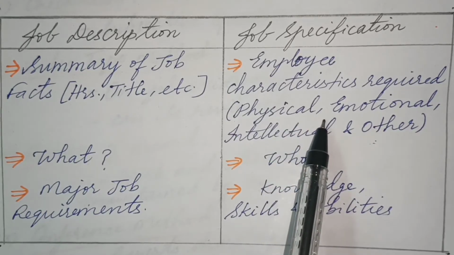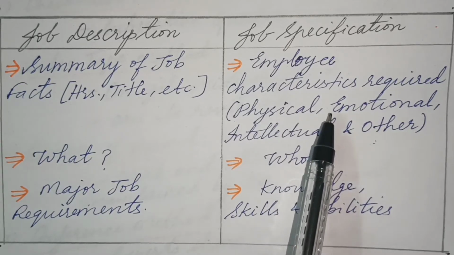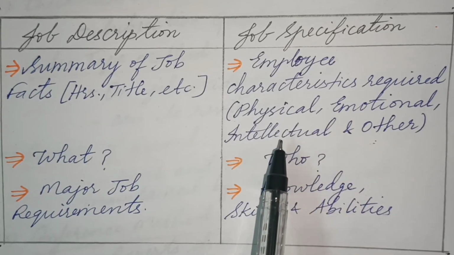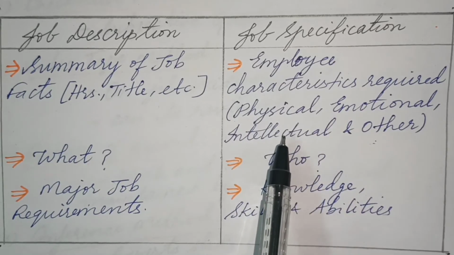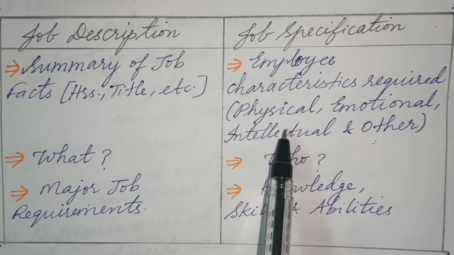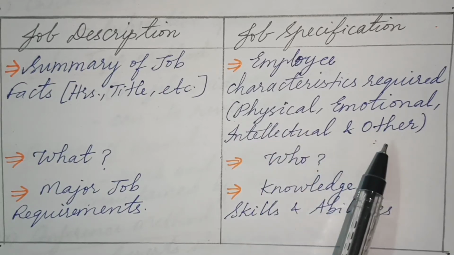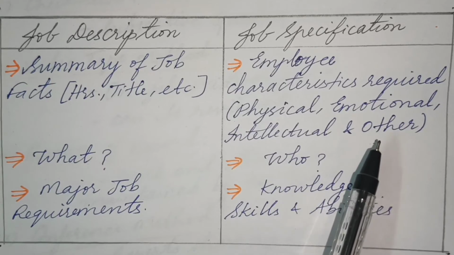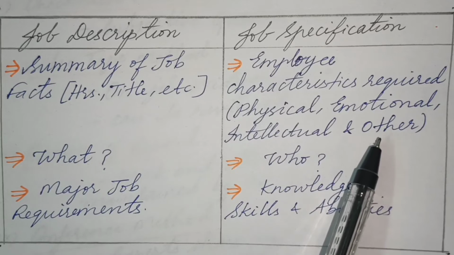While emotional characteristics can include things like how calm and composed you are, how adaptable you are, and so on. The next one is intellectual characteristics, which would include the skills that you have, the knowledge, your technical abilities, and things that are related to the area that you're going to be working in. The next one is other characteristics. This would include things like personality, attitude, etc.